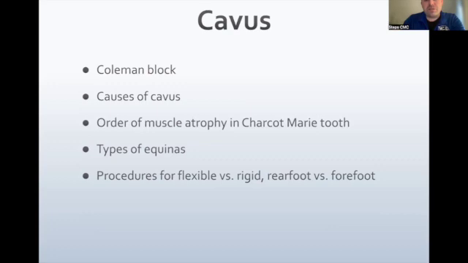The order of muscle atrophy in CMT, the types of equinus that's known or seen in that, and then the procedures for both a flexible, a rigid, and then the forefoot driven versus rear foot driven cavus foot.